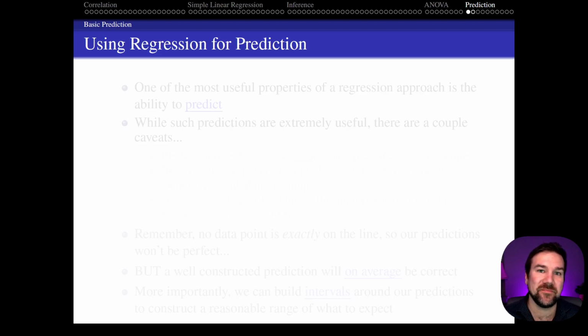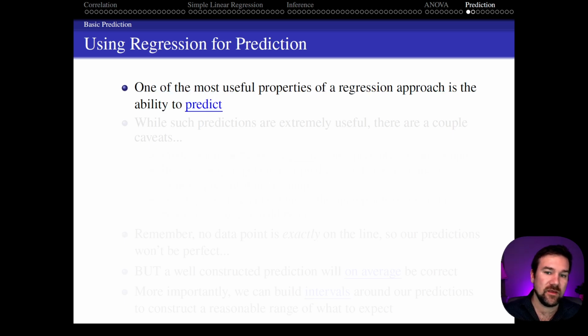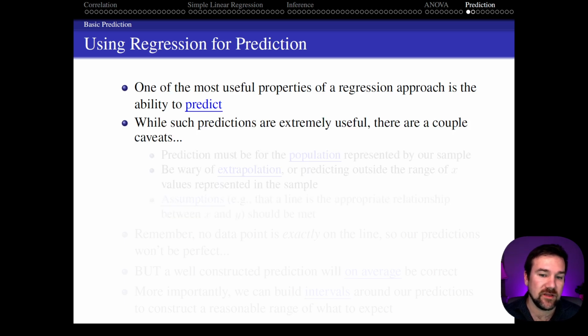Hello and welcome. In this video, we'll be discussing how we can use our regression models for predicting new observations. One of the most useful properties of the regression approach, above say a correlation, is the ability to predict something that hasn't necessarily happened yet. There are a couple of caveats, though, so as we address this, do keep these in mind.